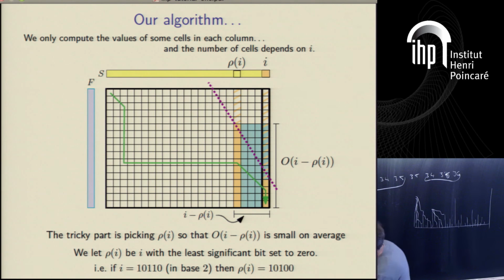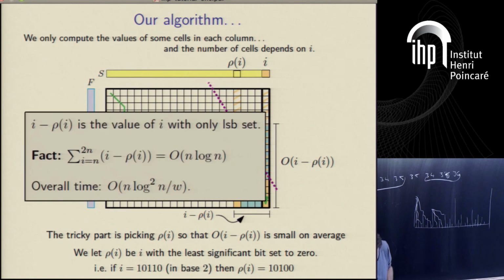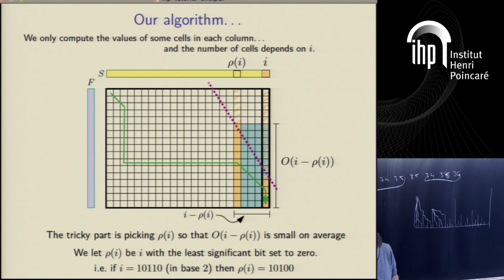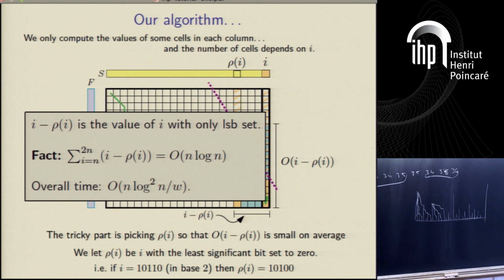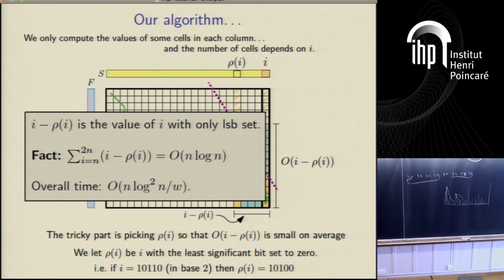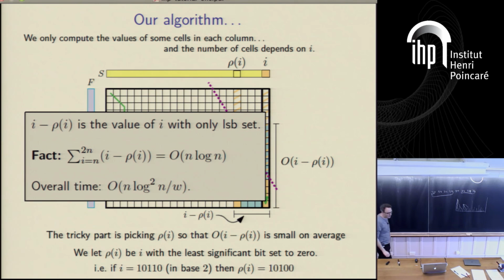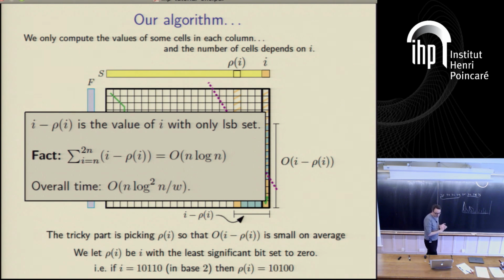So if you do this, then you'll find various things. One of which is this nice fact, that if we sum I minus rho I from n to 2n, let's say, then we get n over log n, which is nice. Which means that our overall time complexity is now going to be n log squared over w, which is rather pleasing. That's really the algorithm.